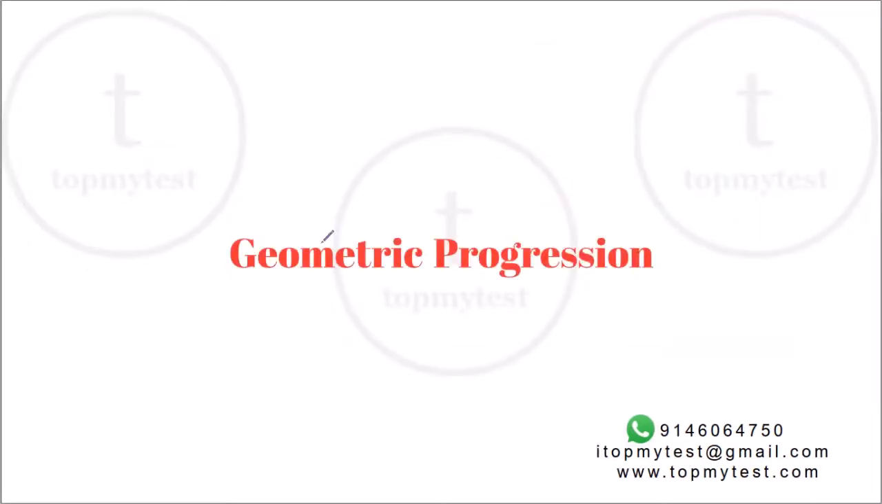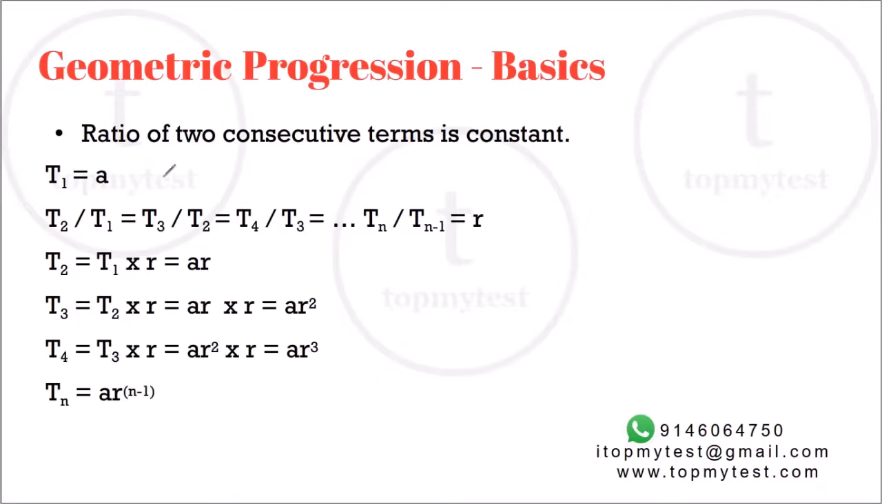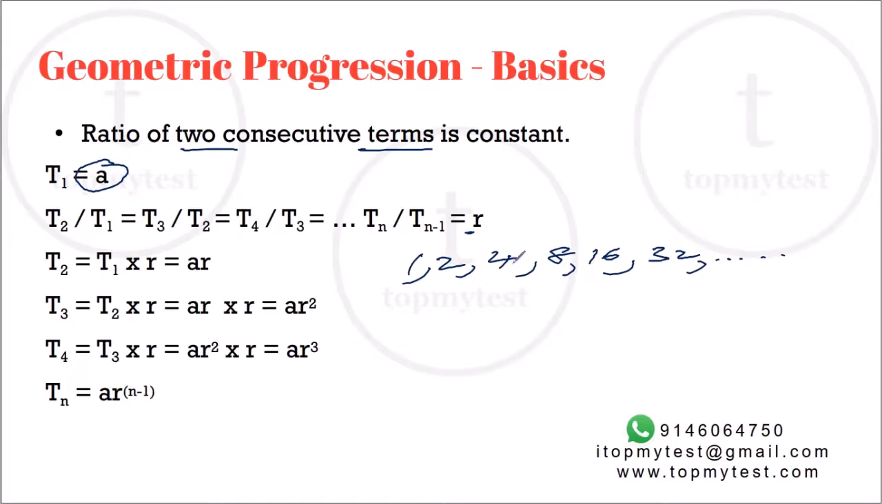Geometric progression is very similar to arithmetic progression. Here, the key distinguishing factor is that the ratio of two consecutive terms is constant. Again, the first term is denoted with small a, and the ratio of two consecutive terms is denoted as small r. So let's take a very simple progression. You have 1, 2, 4, 8, 16, 32, and so on. So every term doubles. Each term is double of the previous term.